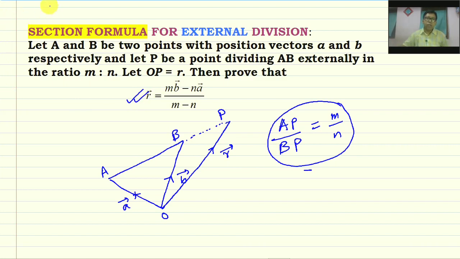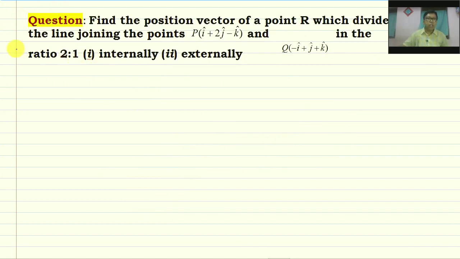Now we shall see an example taken from NCERT. The question, what is given? Find the position vector of a point R which divides the line segment joining the points P, this is the first point P, i plus 2j cap minus k cap, and another point Q, minus i plus j plus k, in the ratio 2:1. First one is internally, second one is externally.